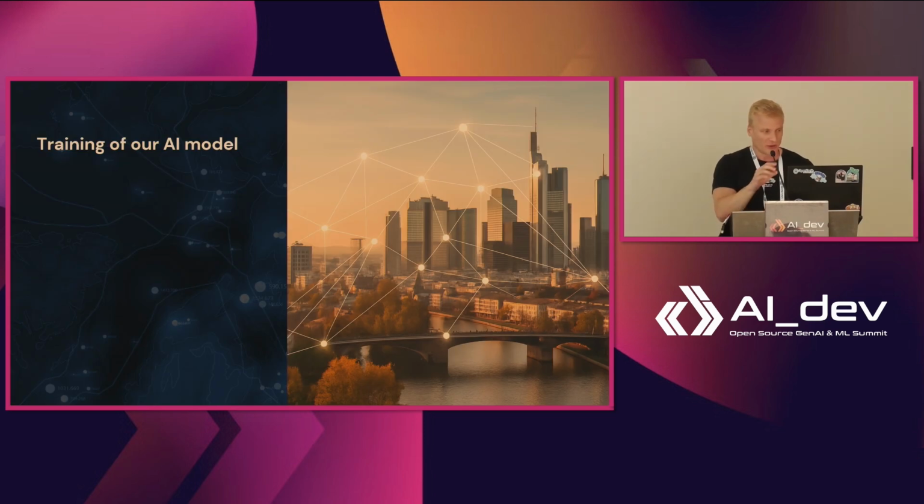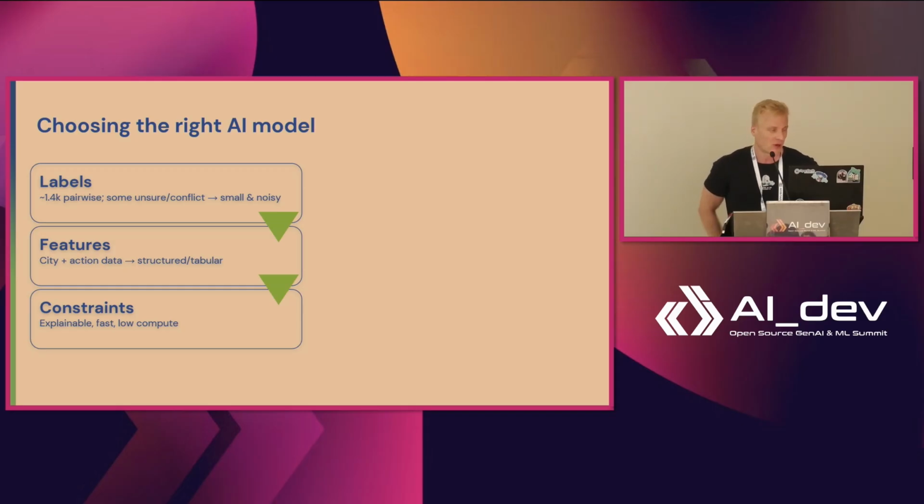So anyways, we have now this data set, and now let's talk about how we use this to train our AI model. But first, let's talk about how we came up with a model to choose, or which model we choose. So as I said, we have 1,400 pairwise comparisons, including the unsure and conflicting ones.